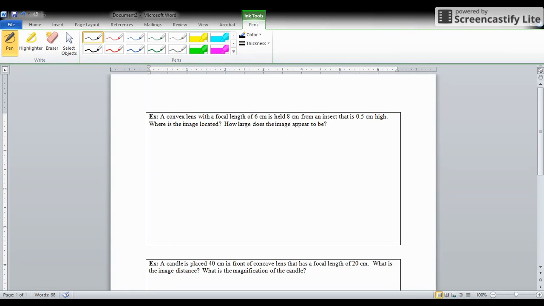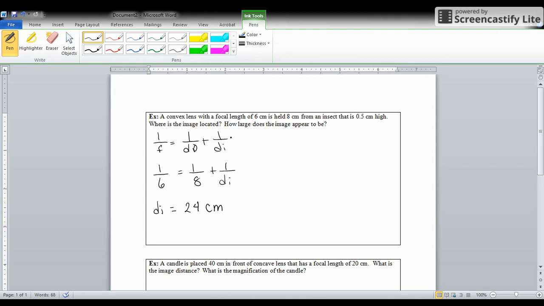Since this is a convex lens, I know that my focal length will be positive. So 1 over f equals 1 over do plus 1 over di. Then I can plug in my focal length: 1 over 6 is equal to 1 over 8, the distance of the object to the lens, plus 1 over di. Go ahead and pause the video, calculate di, and you should get 24 centimeters.